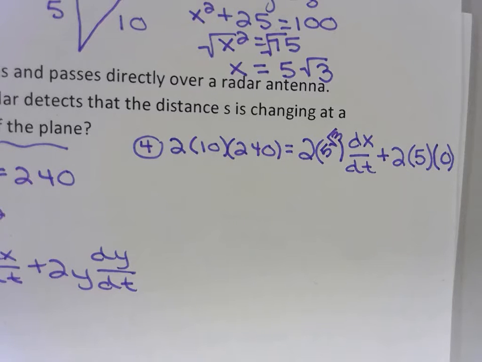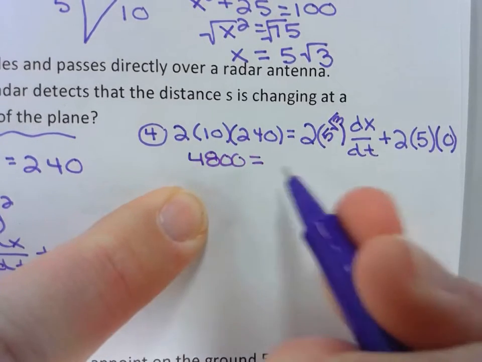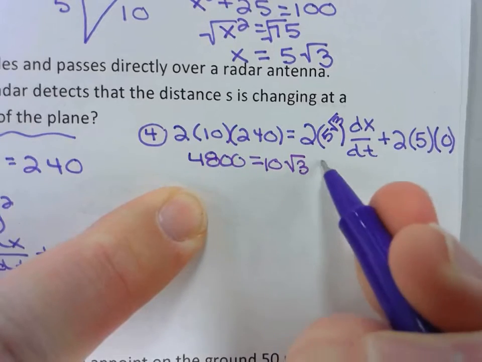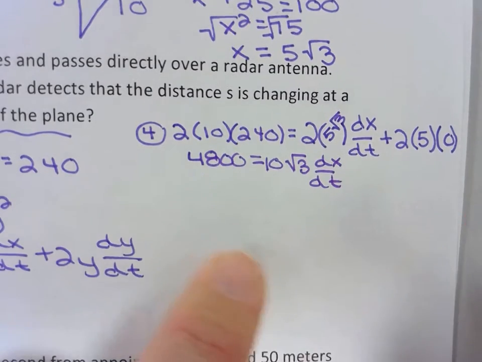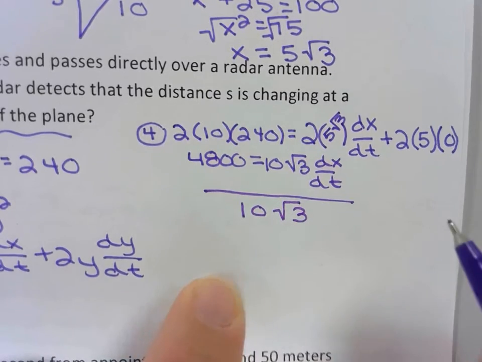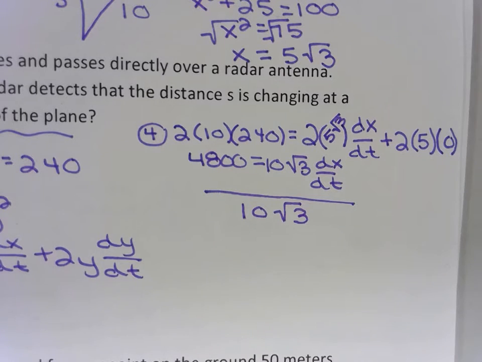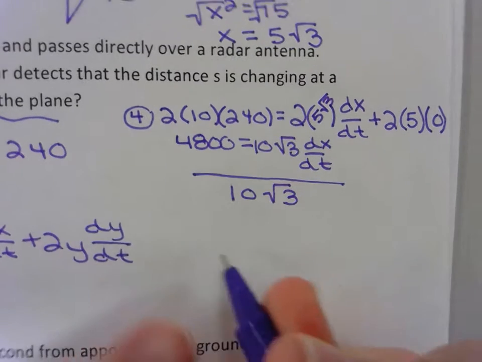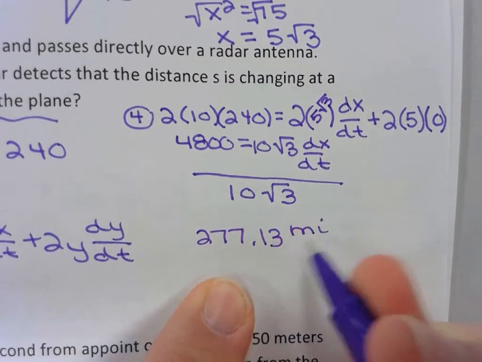2 times 10 times 240, 4,800, equals 10 square root of 3 dx/dt, and that's all going to be 0. So divide by 10 square root of 3. So 480 divided by 10 square root of 3. We're talking about speed, so you don't really see square roots or anything. Plug it in your calculator. 277.13. Make sure you label miles per hour.